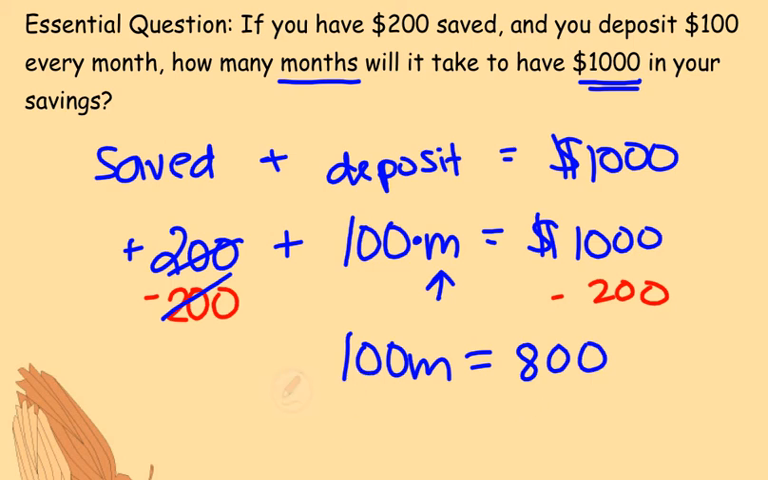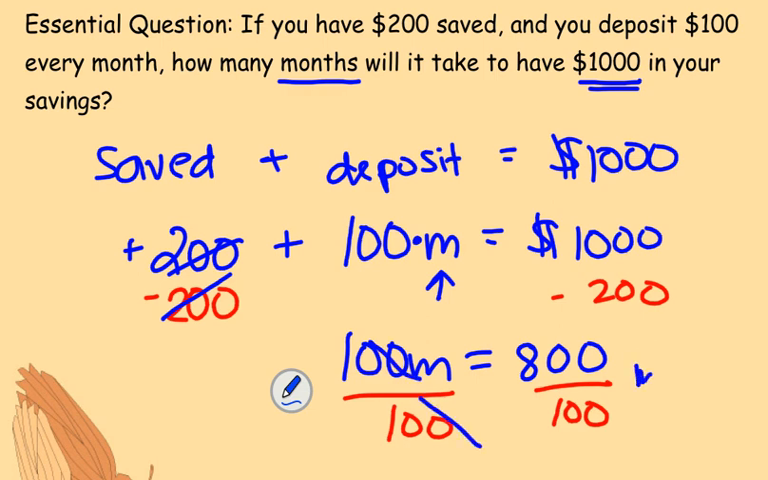Now we can divide by 100, so we can get the value of M. The value of M ends up being 800 divided by 100, which is 8. So it will take 8 months for you to save $1,000.